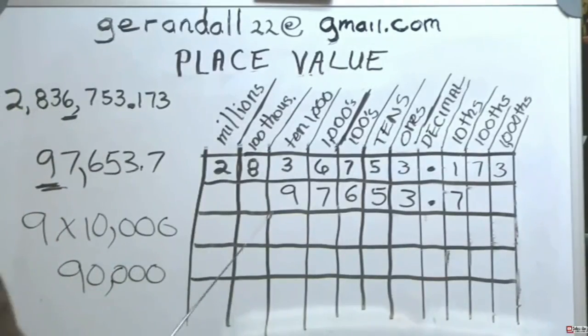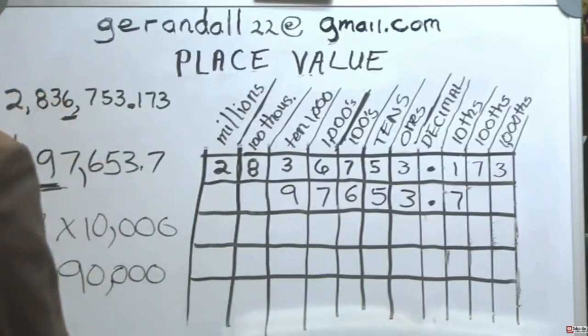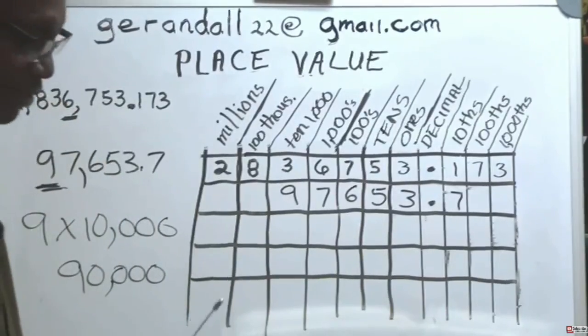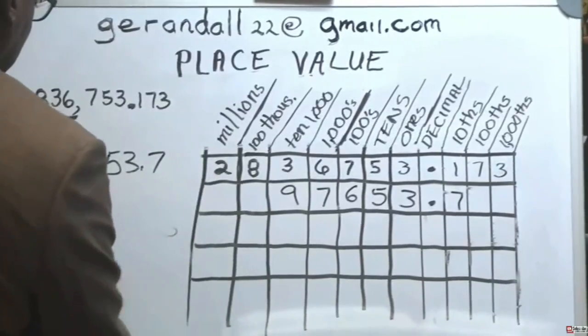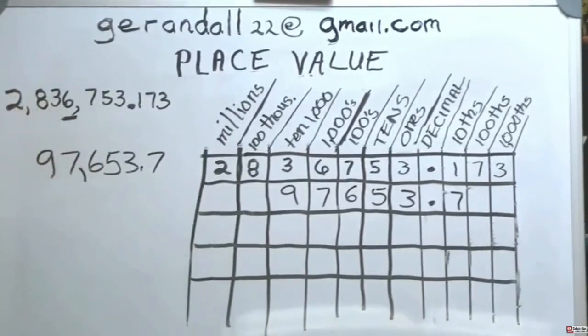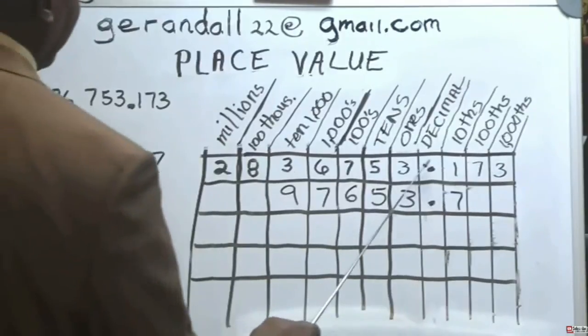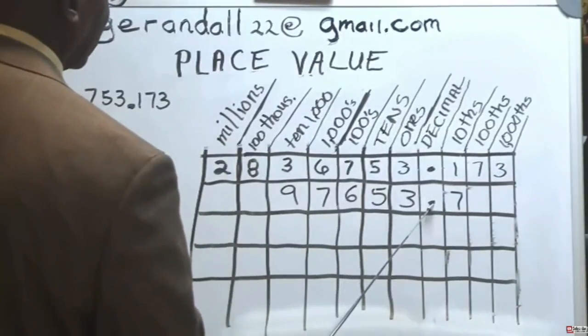Place values. Very important. There's a particular way that you need to say this number. We don't want you to say 97,000 653.7 because 'and' infers decimal. Okay?